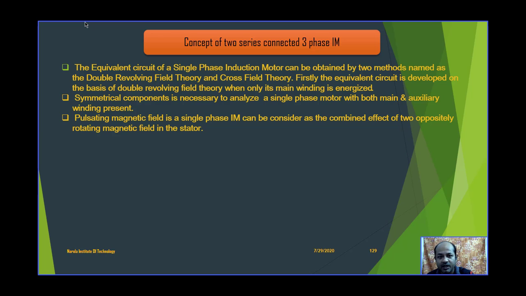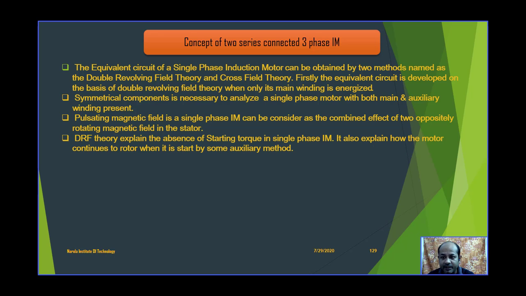And the pulsating field can be a combined effect of two oppositely rotating magnetic fields in the stator. I have already told this. And the next point is, double revolving field theory explains the absence of starting torque in single phase induction motor, also I told. And it also explains how the motor continues to rotate when it is started by some auxiliary method.